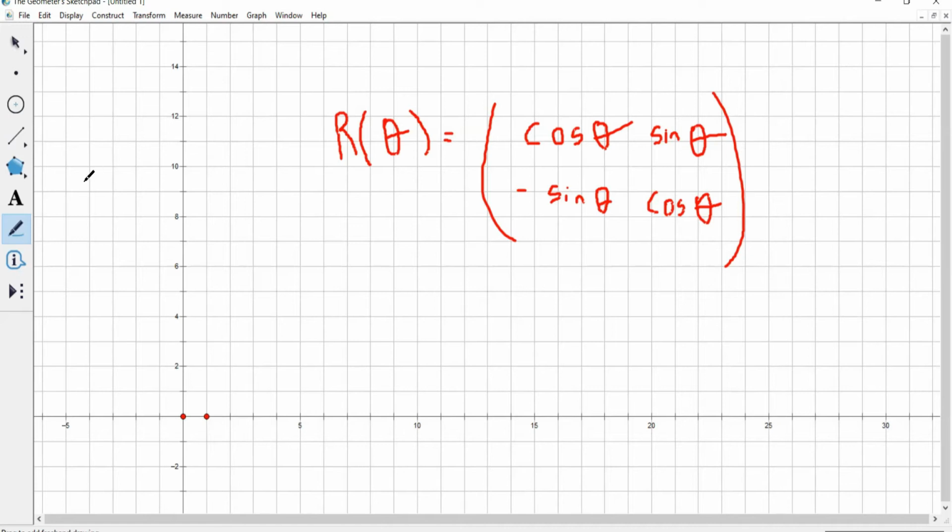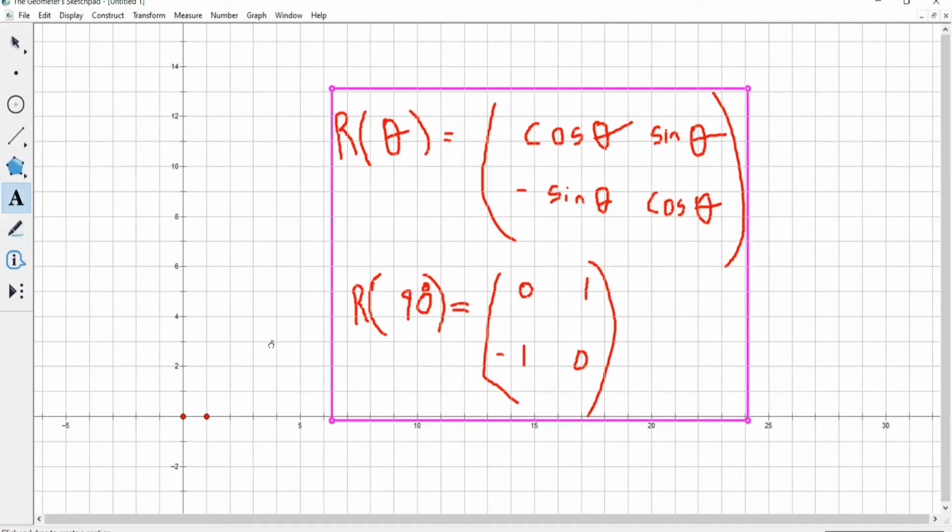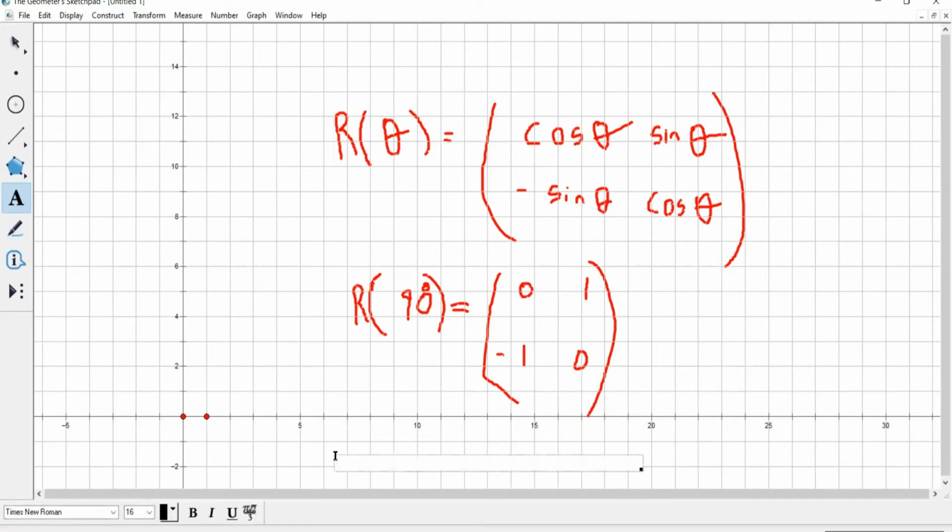And whatever theta is, let's say you wanted theta to be 90. That would mean 90 degrees clockwise. Clockwise is positive, and then minus would mean anti-clockwise. So let's say you want R of 90 degrees. You put theta as 90 degrees. The cos of 90 is 0. The sine of 90 is 1. Minus the sine of 90 is -1. The cos of 90 is 0. So this would be the rotation matrix for 90-degree clockwise rotation.